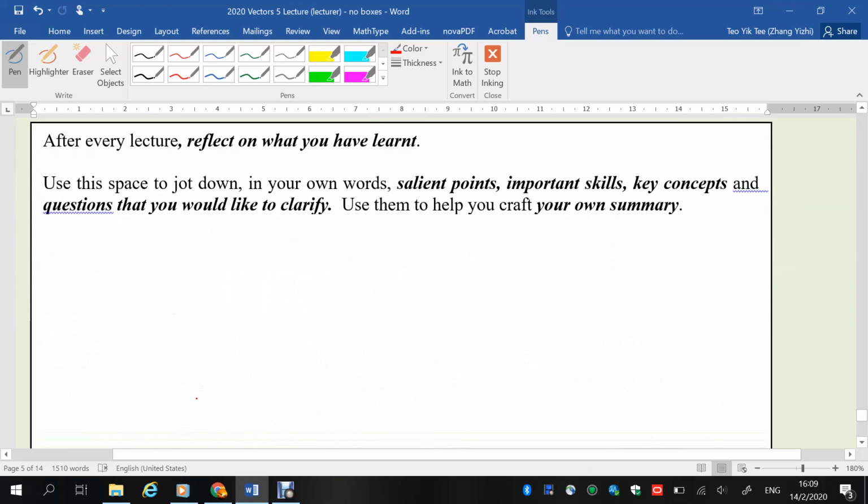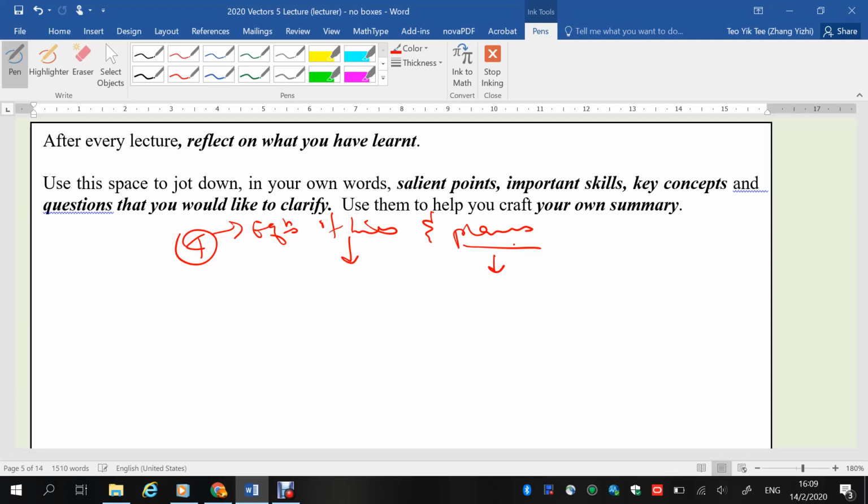So what you learned in your chapter 4 is that we introduced the equations of lines and planes, the different forms. You have the vector equation of the line and the Cartesian equation of the line. For planes, you have the vector equation of the plane, the Cartesian equation of the plane, and you also have the r dot n equation of the plane.